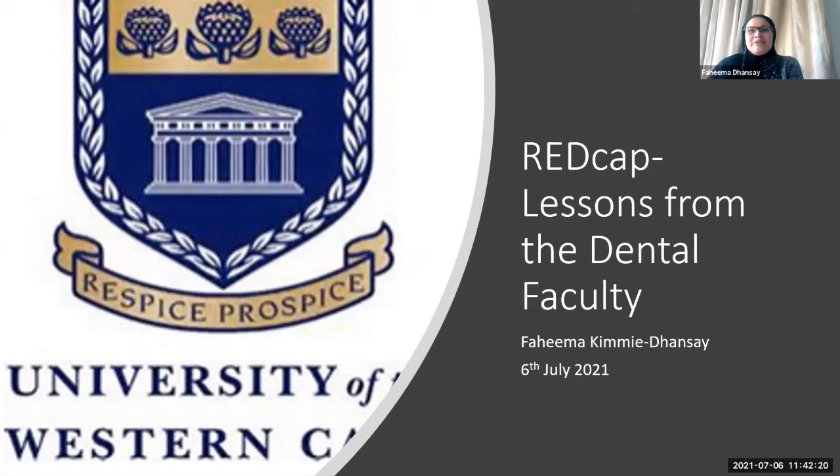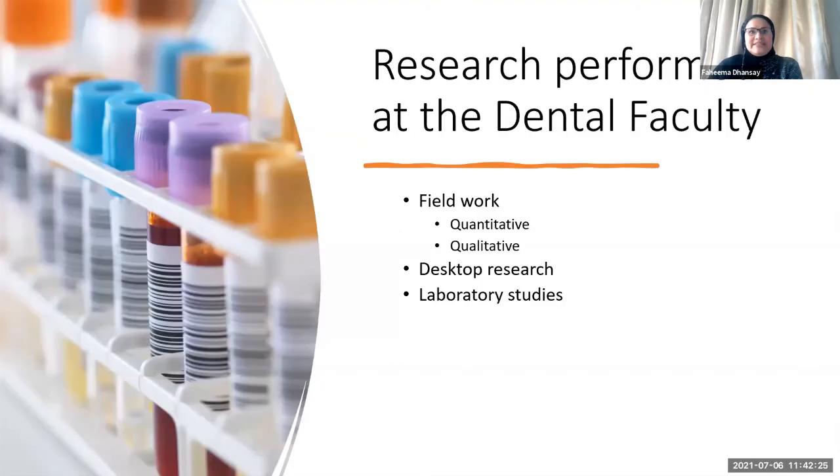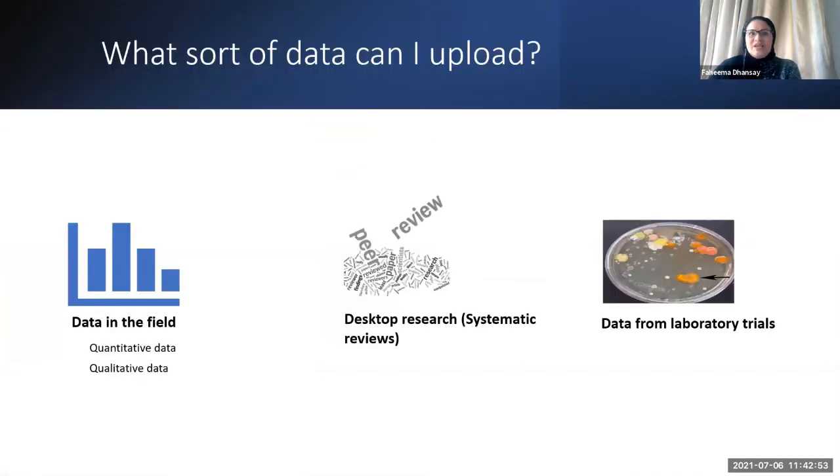So I've been asked to demonstrate some examples that I've come across at the dental faculty. We have different types of research being performed at the dental faculty, and it could be field work, which is quantitative or qualitative. It could be desktop research like systematic reviews. It could be laboratory studies where we're counting the number of colony forming units after we've introduced interventions.